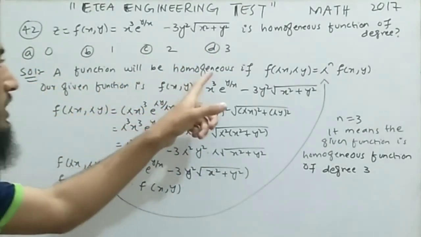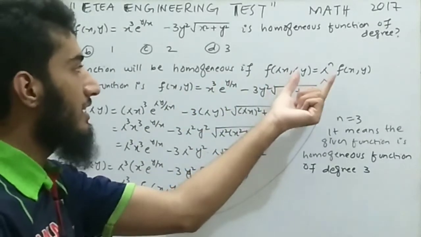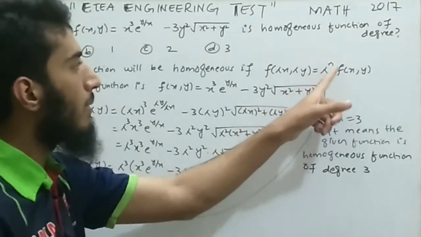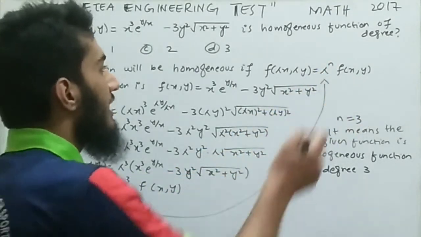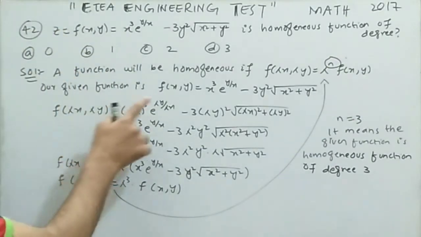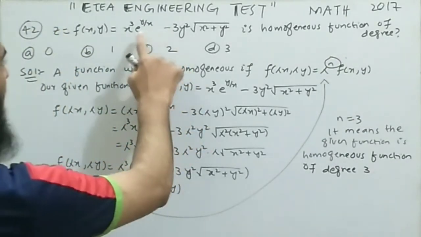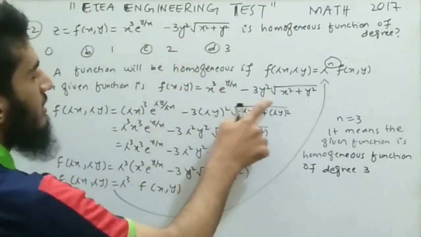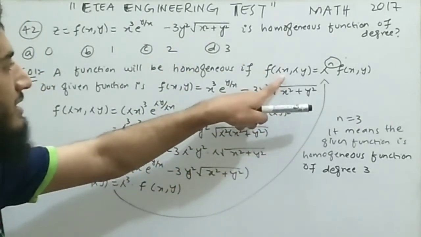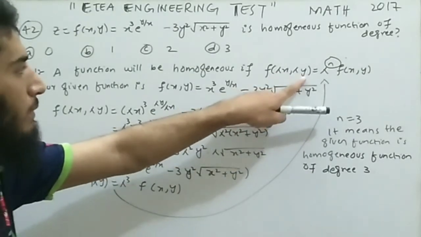A function will be a homogeneous function if it satisfies this condition. The condition is f of lambda x, lambda y will be equal to lambda power n into f of xy. This n is called the homogeneous function degree. So our given function is f of xy is equal to x power 3 e power y by x minus 3y square under the root of x square plus y square. Now according to the condition, we will replace x with lambda x and y with lambda y.